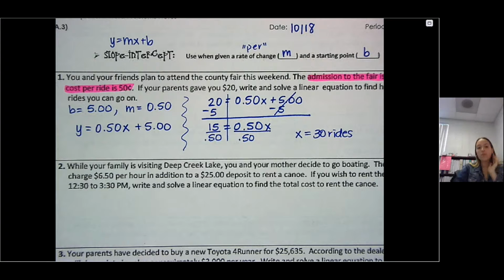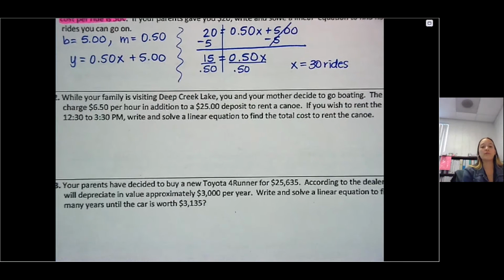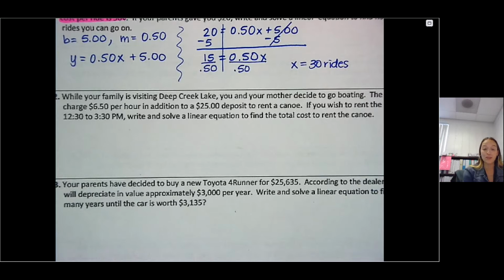All right, number 2 says, while your family is visiting Deep Creek Lake, you and your mother decide to go boating. The rangers charge $6.50 per hour in addition to a $25 deposit to rent a canoe. If you wish to rent a canoe from 12:30 to 3:30 p.m., write and solve a linear equation to find the total cost to rent the canoe. So first step is I need to identify my rate and I need to identify my one-time or my initial fee.